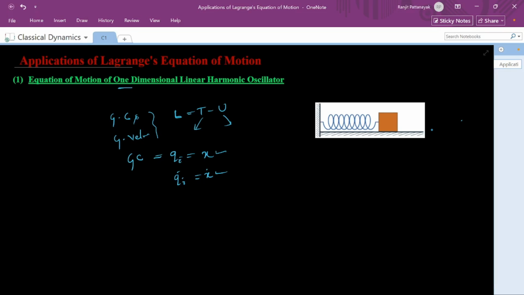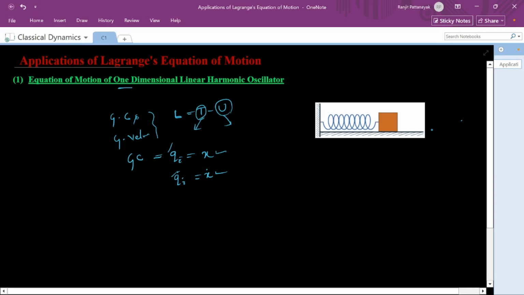Again, to find the equation of motion, we need the kinetic energy and potential energy of this system for the corresponding generalized coordinate and generalized velocity. Here the generalized coordinate is x and x dot is the generalized velocity. We have to determine the corresponding kinetic energy and potential energy first, then we go on to find the equation of motion.